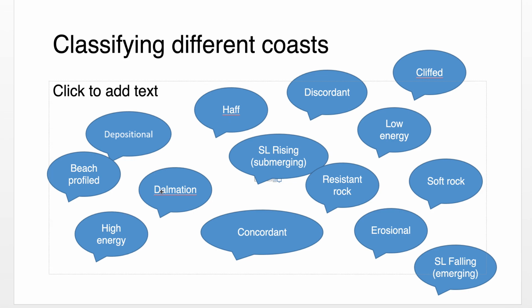We're going to learn what Haff and Dalmatian coasts are later on in the lesson, and you might also be thinking about submergent and emergent coastlines. Emergent coastlines appear to rise from the sea because the sea level is falling, while submergent coastlines appear to be sinking into the sea because the sea level is rising.